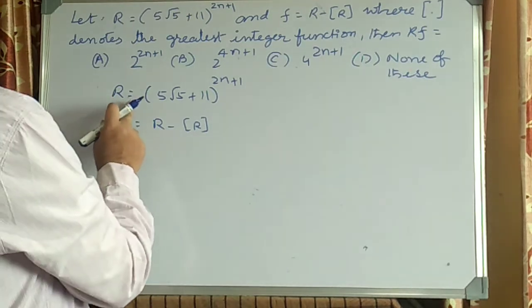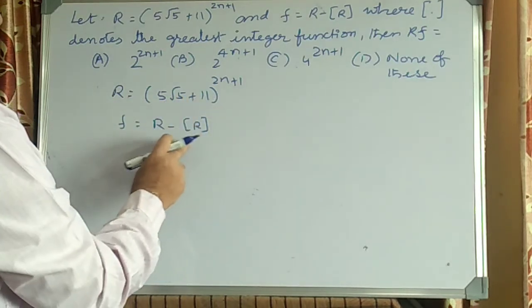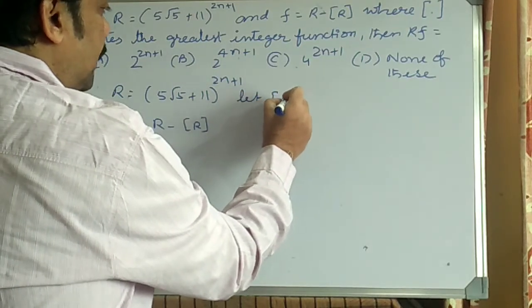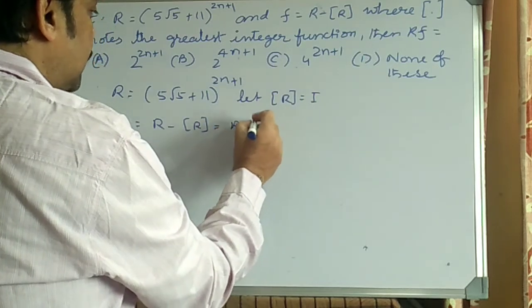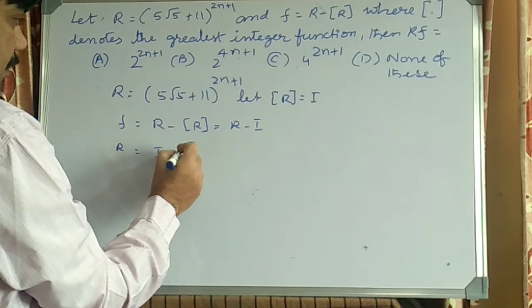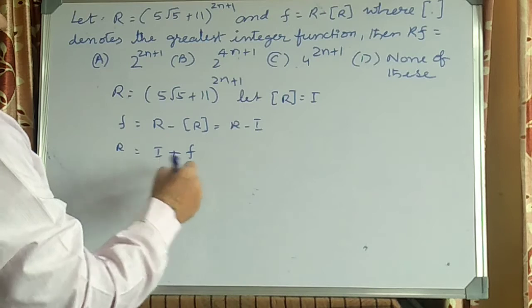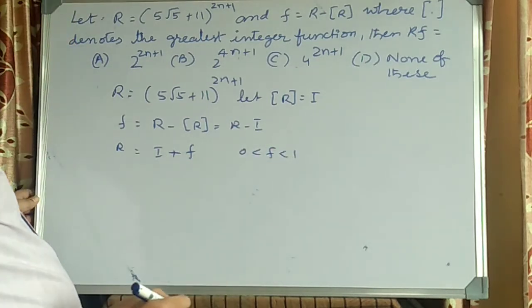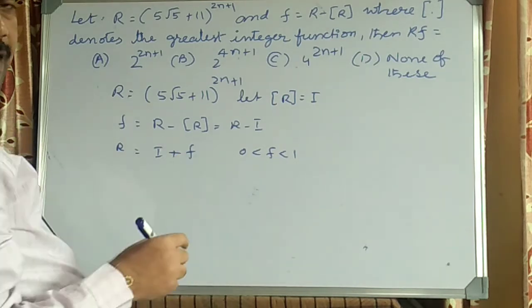Now I am given R is equal to 5√5 + 11 and f is equal to R minus [R]. Here I am taking [R] equal to I, so f is equal to R minus I. So R is equal to I plus small f, where I is an integer. So f is very clearly less than 1. I is an integer, small f is lying between 0 and 1.